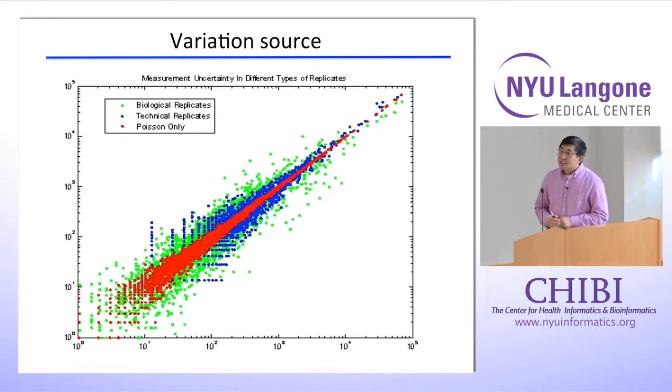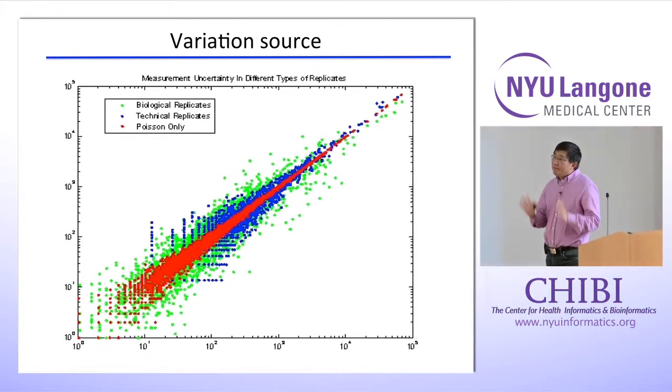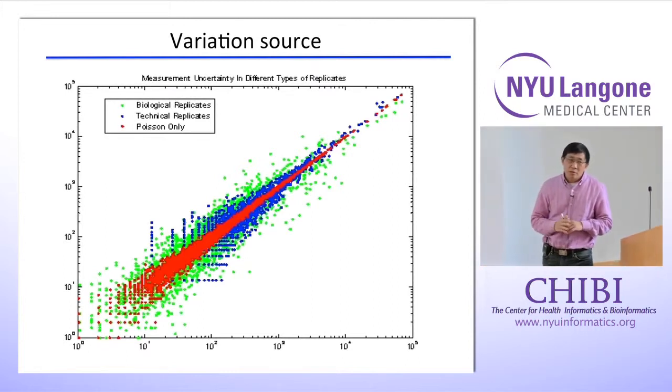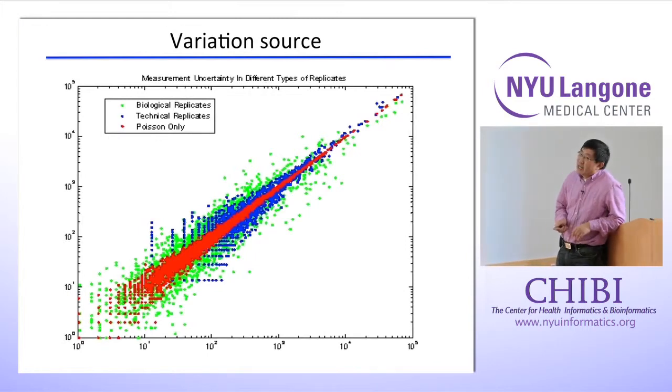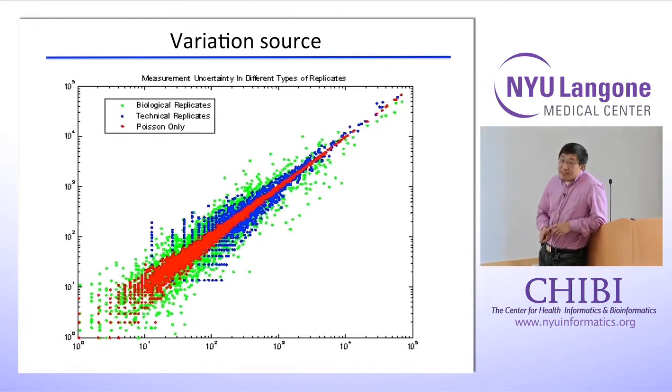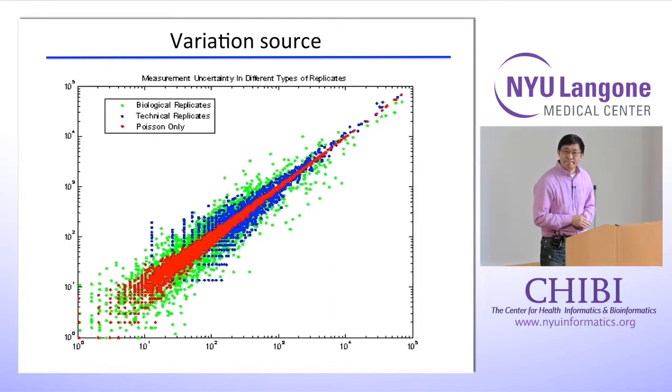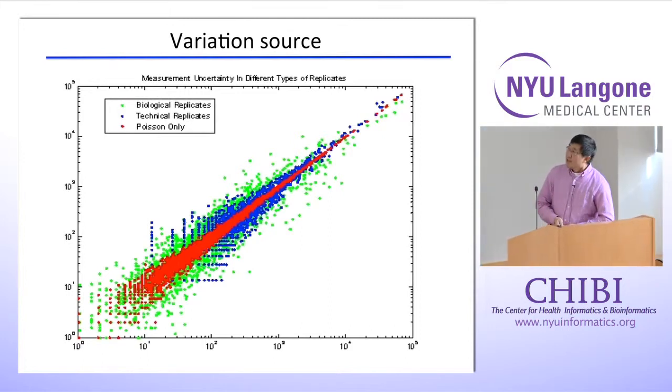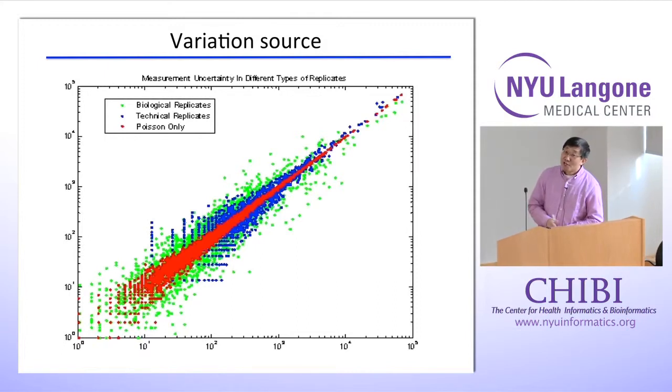This type of variation we call the model-dependent variation. It doesn't change no matter if you have technical controls or biological replicates, okay? So above, we discussed a couple of cases for gene expression profiles. Any questions?